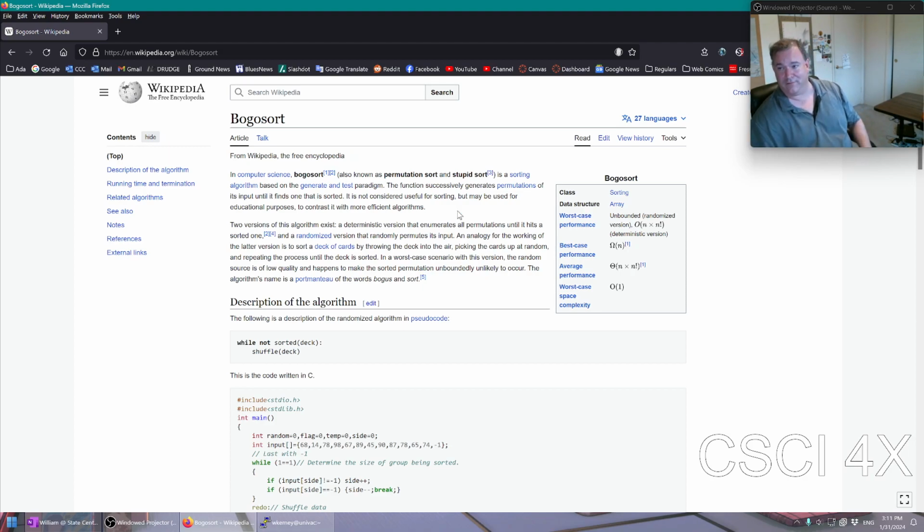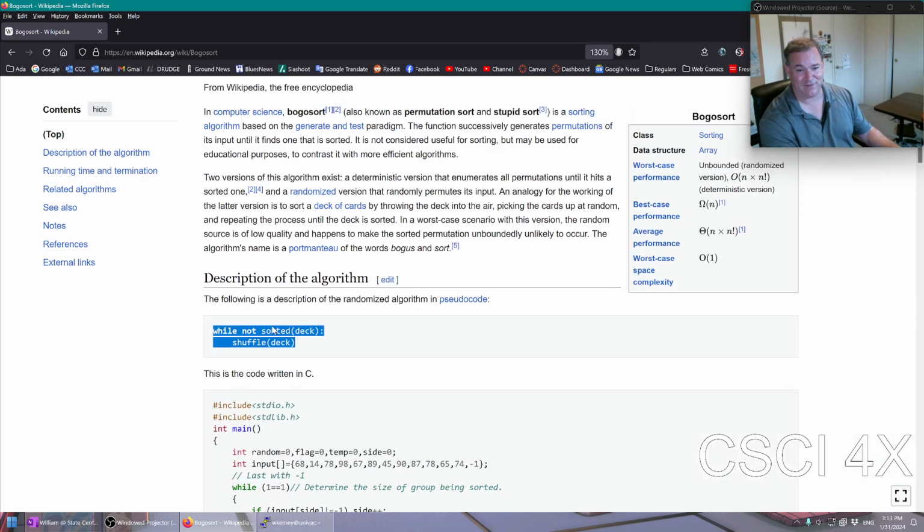So, for example, if you have 3 cards, the cards could be 1, 2, 3, which is sorted, 1, 3, 2, 2, 1, 3, 2, 3, 1, 3, 1, 2, 3, 2, 1. There's 6 possibilities, right? So you just shuffle it 6 times, and if they're different every time, if you can guarantee you're going to go through every permutation of the deck, then congratulations, you will eventually find the sorted version of it. So while not sorted deck, shuffle deck. There you go. That is a heck of a sorting algorithm.